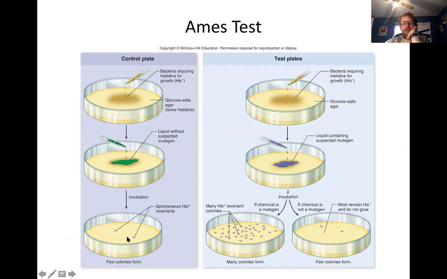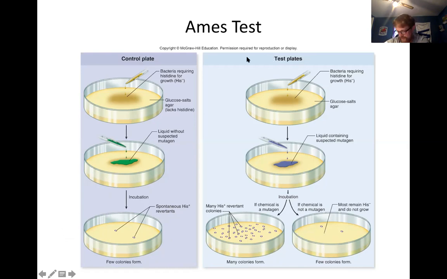And what you see here are actually the presence of 2 colonies. And what this is showing is this is spontaneous mutation. This is actually an example of a reversion. So these bacteria that you put on the plate couldn't make their own histidine before. However, you see that a couple of them spontaneously mutate and can now make their own histidine, so they're able to grow. But that's going to be very, very few colonies. Keep this in mind. We're coming back to this control plate.